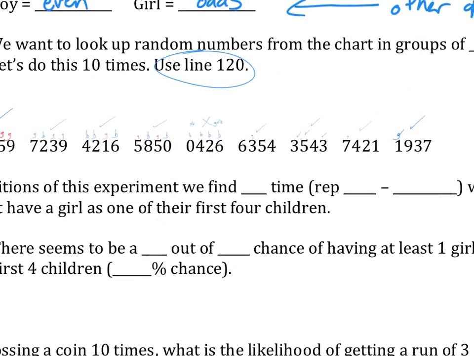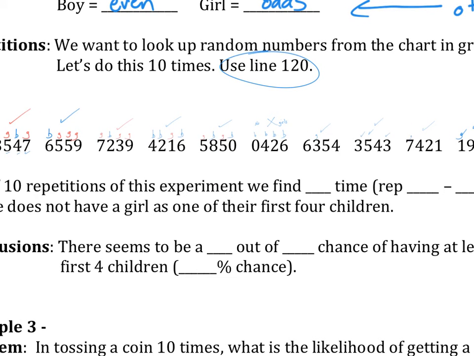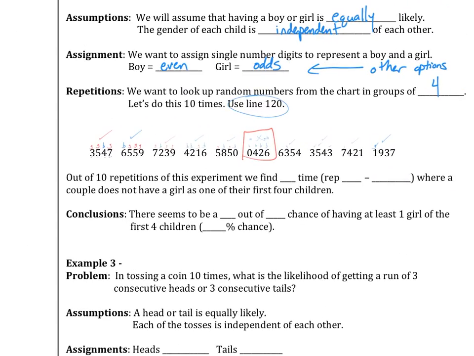So of that, the only one that did not work was this one here. The 0426 was all boys. The rest of them, there was at least one girl. Some had more than one, but there was at least one. So out of the 10 repetitions, 1, 2, 3, 4, 5, 6, 7, 8, 9, 10, we found that one time, which would have been the 6th rep, the 0426, is where you would not have a girl. That's the one time where there's not going to be a girl.